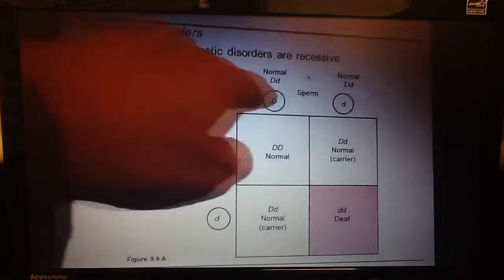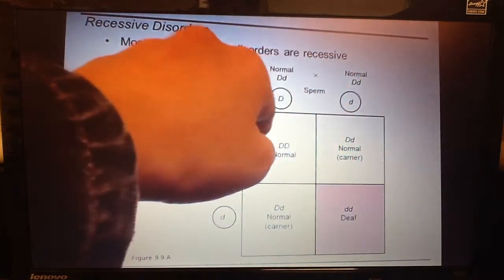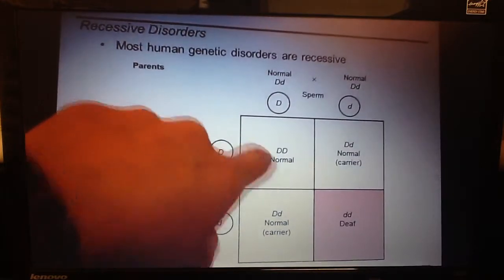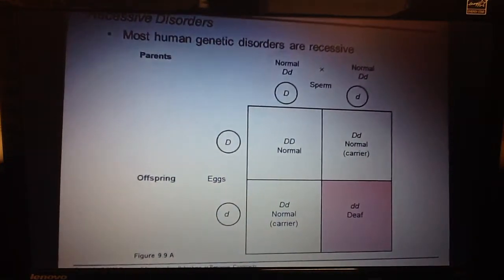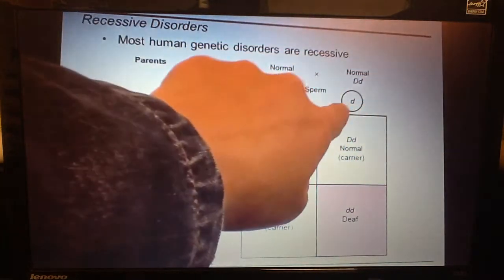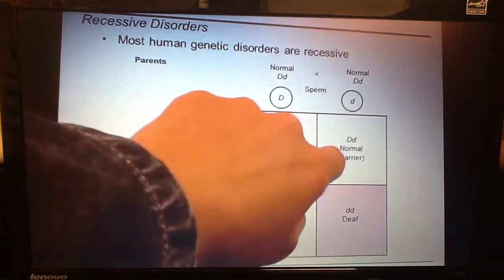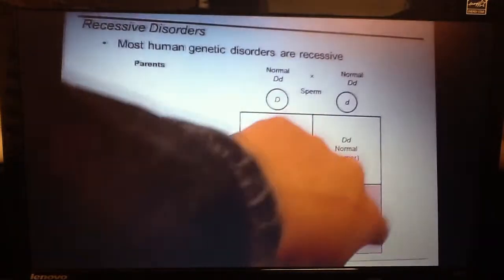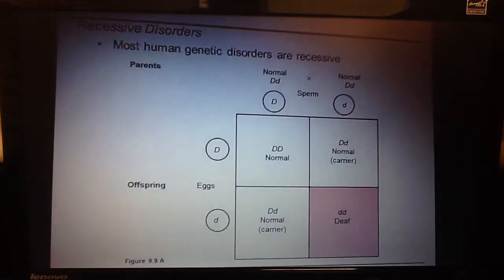What happens is that they have to donate their alleles one at a time. And so if dad donates his dominant one, then his offspring will be normal or able to hear. But if dad produces a sperm that has his recessive allele in it, and that's used to make an offspring, then if mom does the same, you end up producing the deaf offspring.